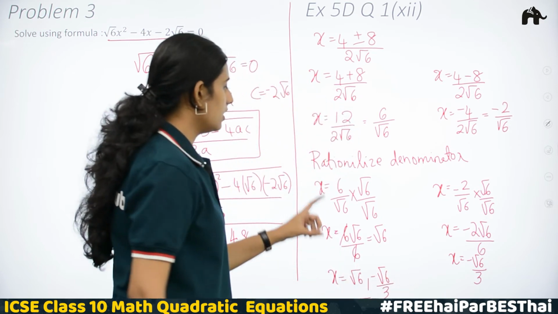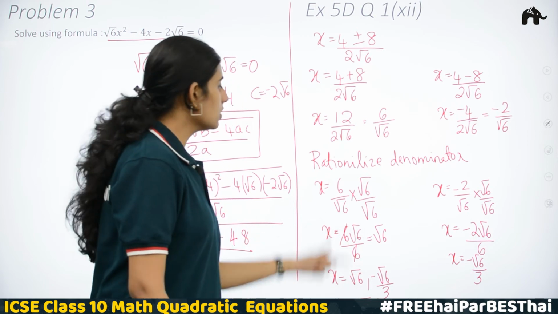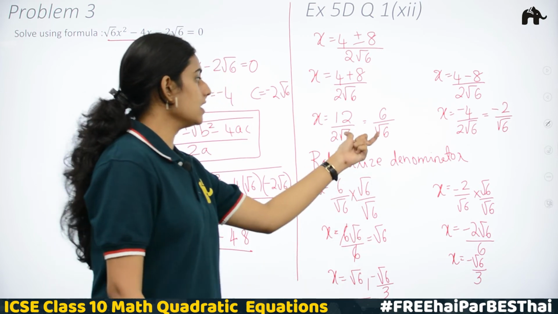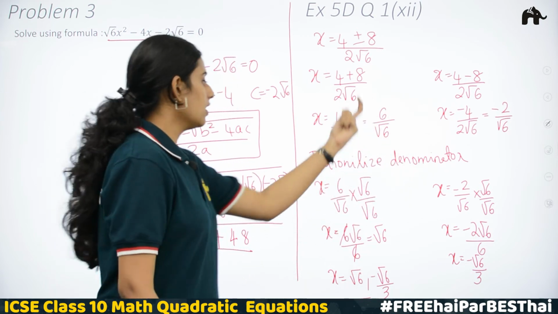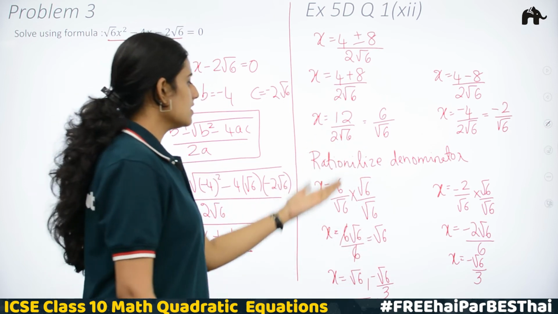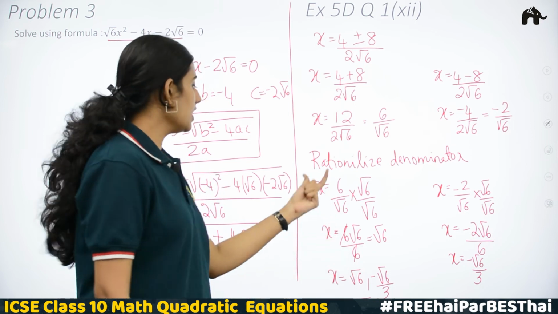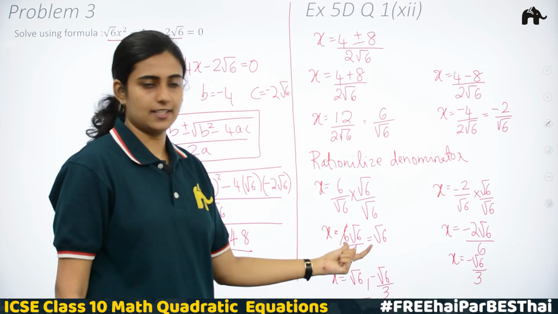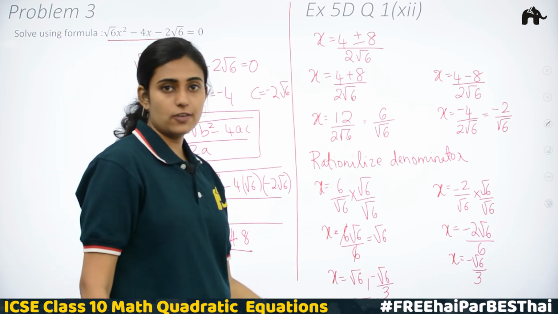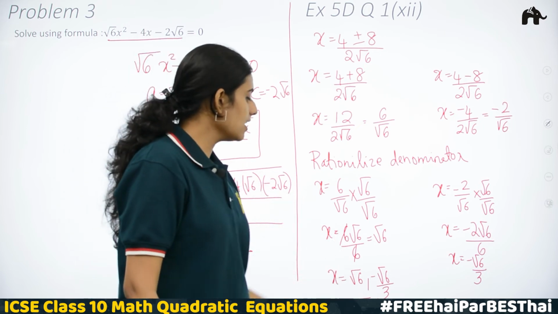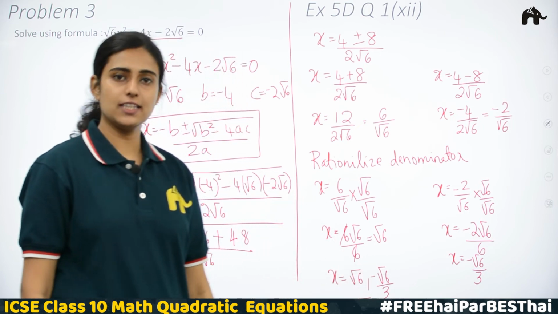Don't forget to rationalize the denominator. If you are getting roots in the denominator, go for rationalization. Just the thing you have to do is multiply and divide with the number that is in the denominator. Got it? The possible values of x here are root 6 and minus root 6 divided by 3.